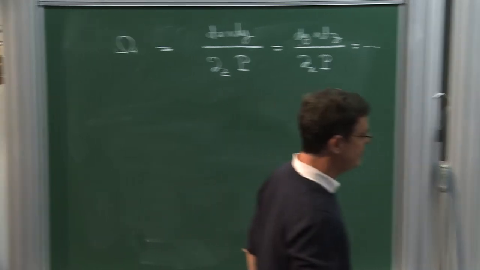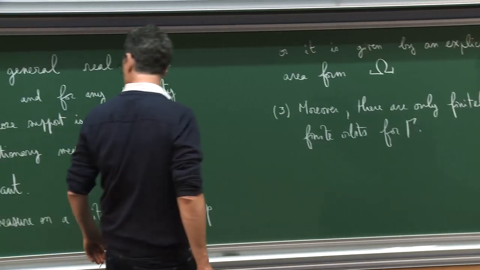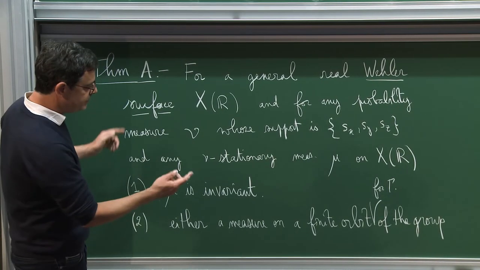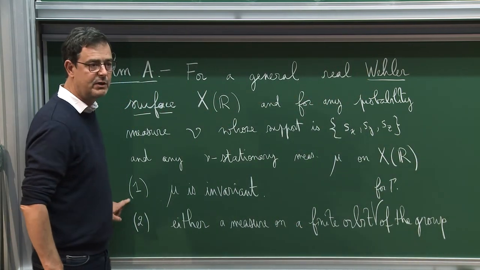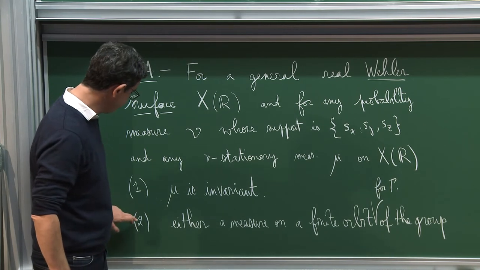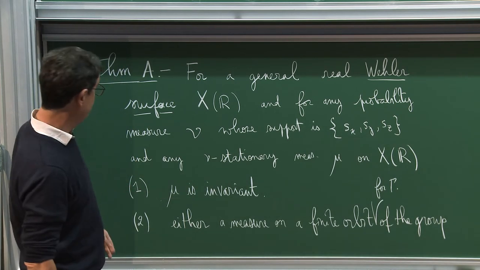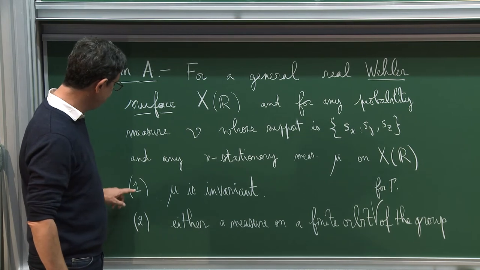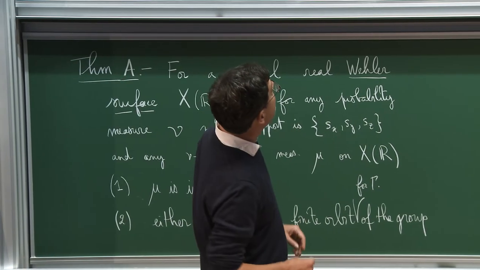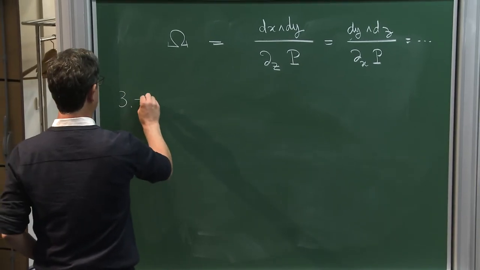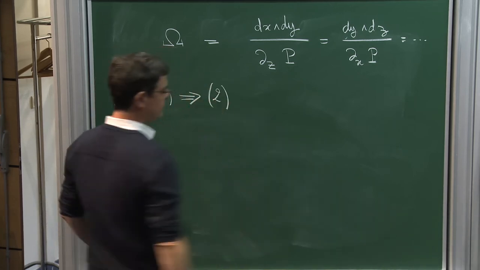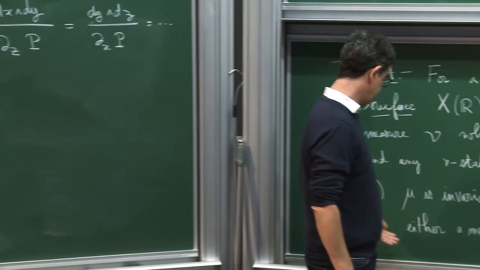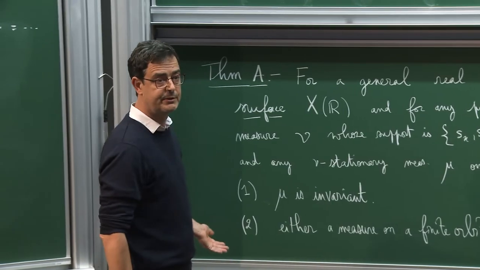Okay. And now, just in a few minutes, I want to explain how you can... So the two statements are in fact 1 and 3, and 2 is just a consequence of 1. And I want to explain how you derive 2 from 1, and also this will illustrate another specific property of these Wehler surfaces. Okay. So let's say 3. 1 implies 2. So what I want to do is classify invariant probability measures.